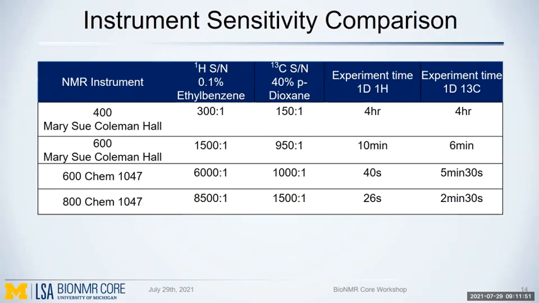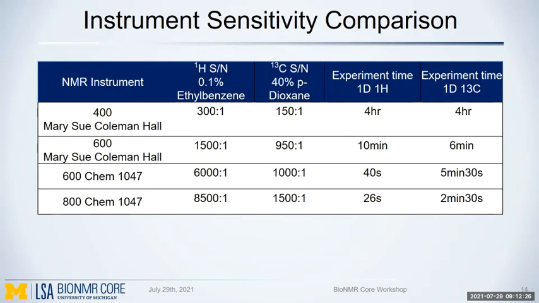Those sensitivity differences will have an effect on the experiment time. We can just compare those 4 instruments. I did not include the one on the second floor of the chemistry building. So I compared the 400 in Mary Sue Coleman Hall, the 600 in Mary Sue Coleman Hall, and the 2 instruments in Chem 1047. We can just use some standard samples. For proton, we can use 0.1% ethylbenzene. For carbon-13, we can use 40% p-dioxane, just to test the signal-to-noise ratio on those different instruments.